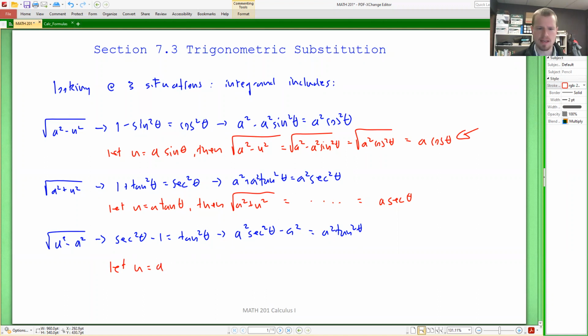So let u be a times secant theta. Then when we make that substitution, we will see that u squared minus a squared, right? Make the substitution, plug it in, perform our simplifications, and we'll find that this is simply a times the tangent of theta, which is fantastic, right? Evaluating integrals that involve sine and cosine, evaluating integrals that involve secant, evaluating integrals that involve tangent. We can do those with the methods that we have learned at this point. So we can make these substitutions to help us evaluate integrals involving radicals of this form.